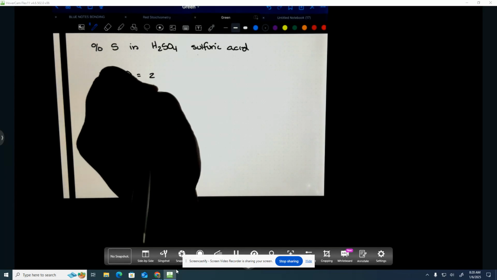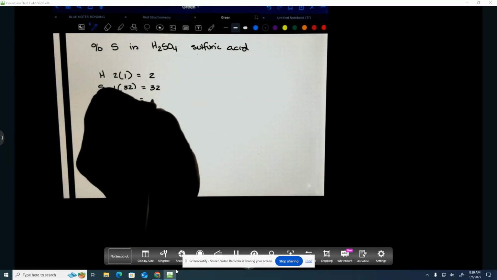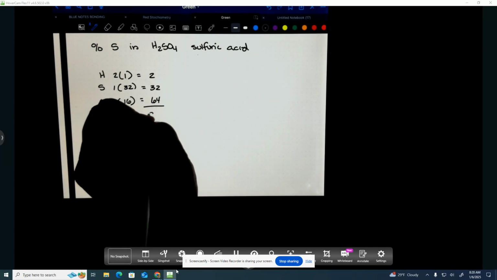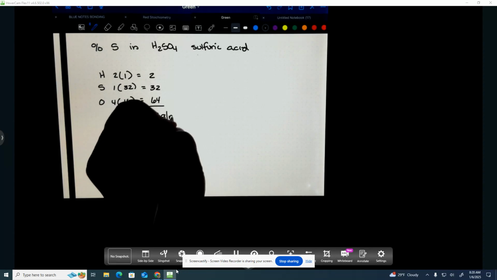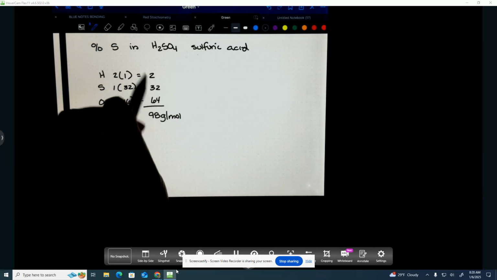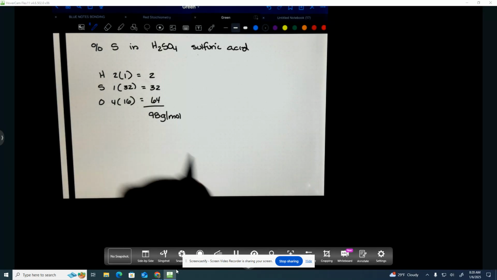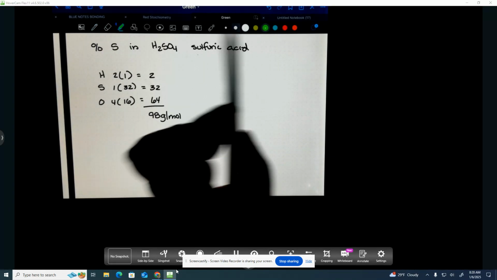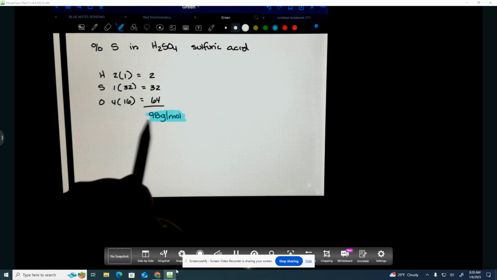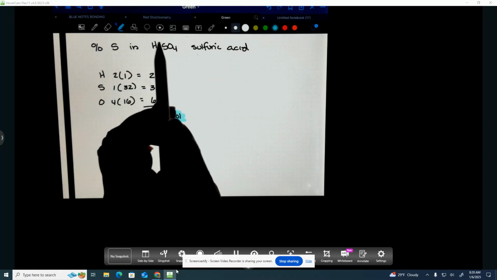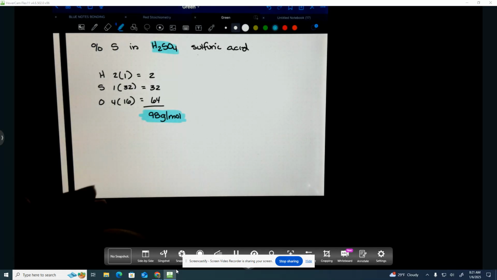All right. 32, and 4 times 16, 64? I'm going to go with 64. So 98 grams per mole. So this is my whole. That's what my whole thing weighs. The entire H2SO4 weighs 98 grams per mole. We worked on that before the break.